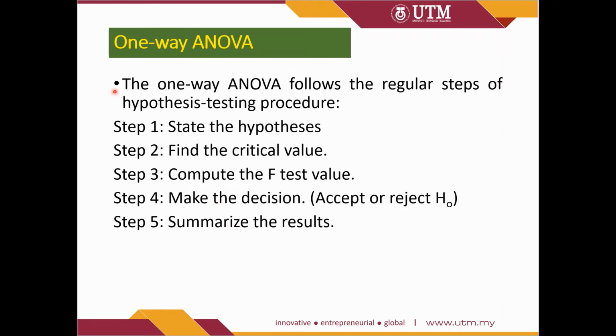So the one-way ANOVA follows the regular steps of the hypothesis testing procedure, where first of all you need to state the hypotheses, the H naught and the alternative hypothesis, and then you find the critical value. Next is to compute the F-test value, and from here you can make the decision whether to accept or reject H naught, and then you can summarize the results.